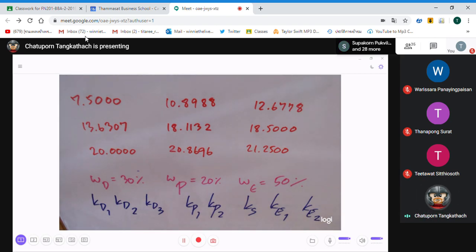Okay. Any question before I continue to the next step, after you have all the answers for cost of debt, cost of preferred share, and cost of common equity?